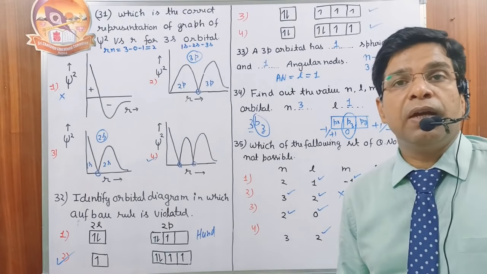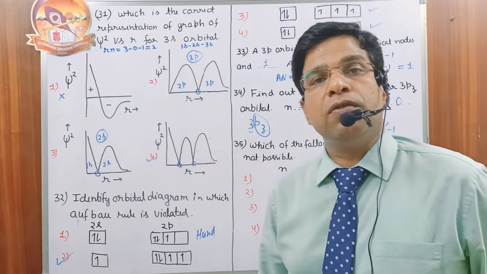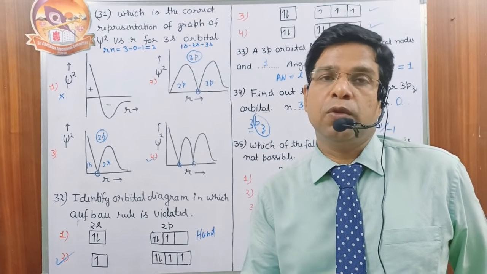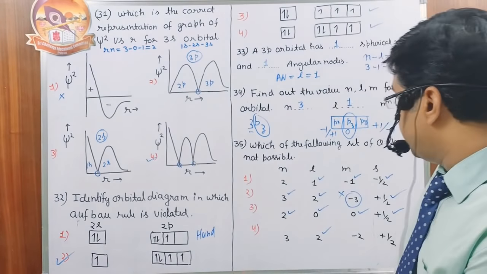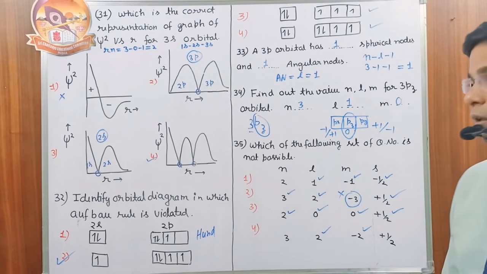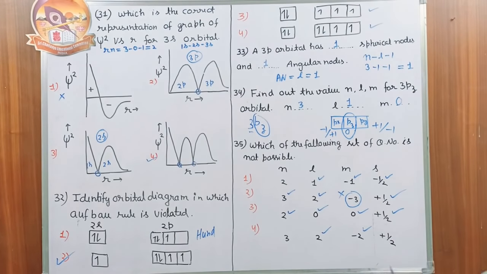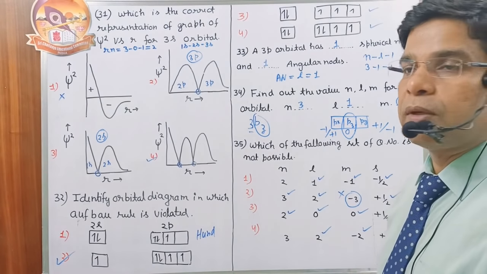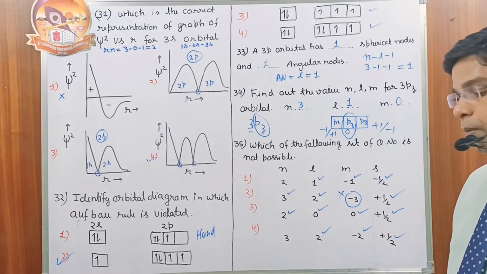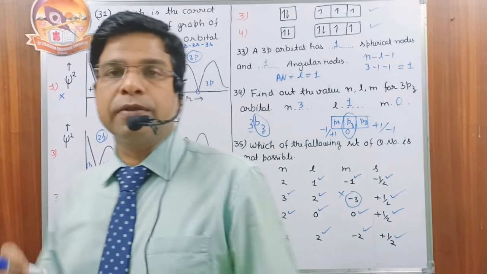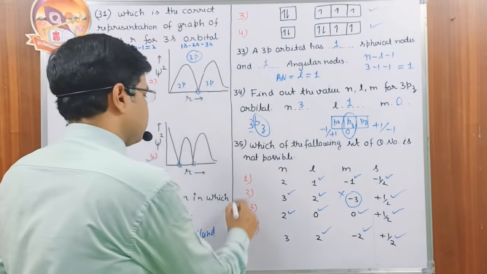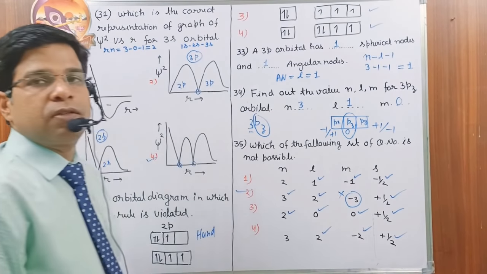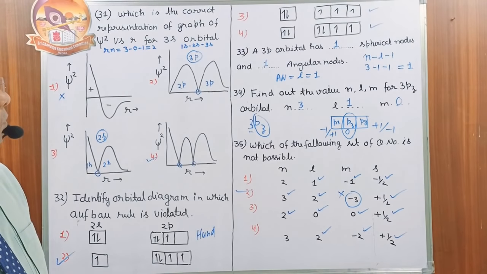If value of l is 2, then possible values of m are -2, -1, 0, +1, +2. And what is given here? -2, it is also correct. If m is -2, then it may have 2 electrons, 1 electron of -half, 1 electron of +half. So this is also possible. But which option is not possible? That is option number 2. This combination of quantum numbers is not possible.